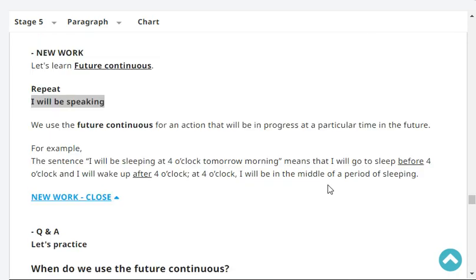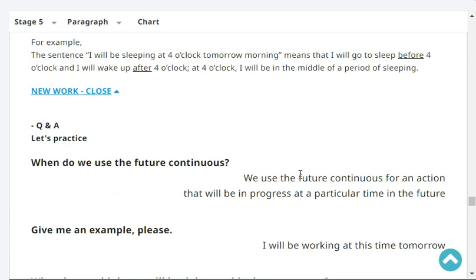Okay, listen. We will use the future continuous for an action that will be in progress at a particular time in the future, that you know you will be doing in the future. For example, the sentence, I will be sleeping at 4 o'clock tomorrow morning. So we're talking about 4 a.m. next day. Means that I will go to sleep before 4 o'clock and I will wake up after 4 o'clock. At 4 o'clock, I will be in the middle of a period of sleeping.